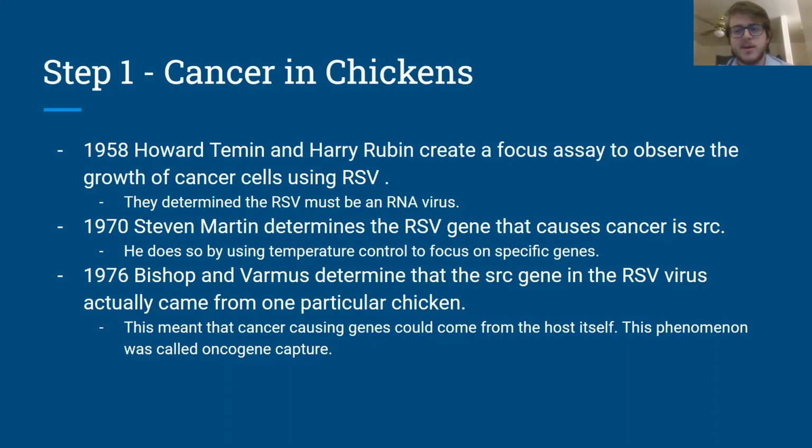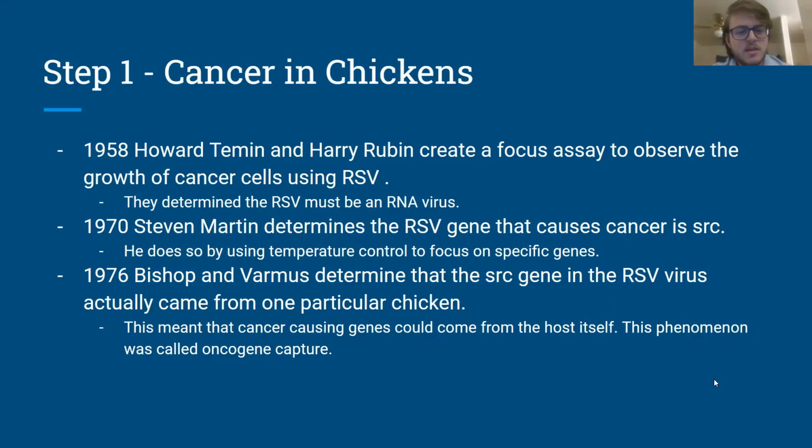So we're still going to talk about chickens. Really, we're going to be talking about the Rous sarcoma virus. 50 years later, Howard Temin and Harry Rubin create this focus assay, and it allows them to observe the growth of cancer cells, in particular using the Rous sarcoma virus. And they determined that the Rous sarcoma virus has to be an RNA virus, which was unheard of. It was not taken well.